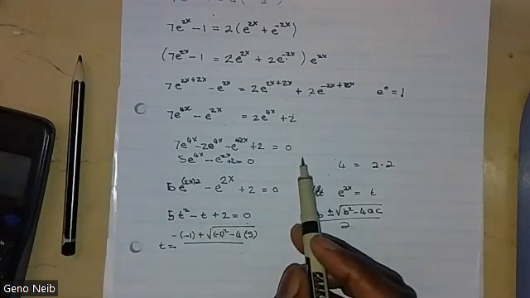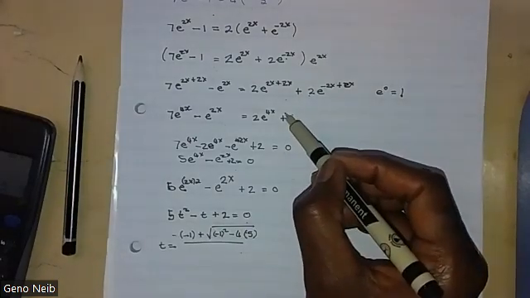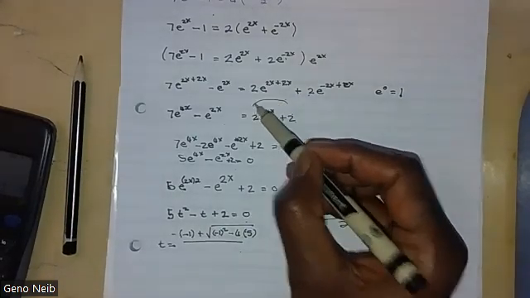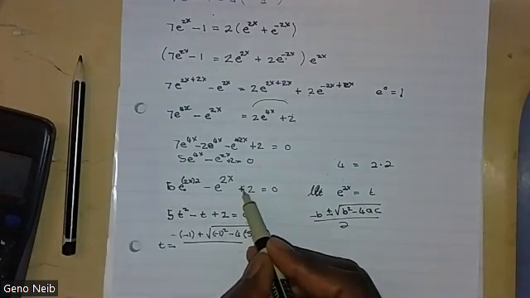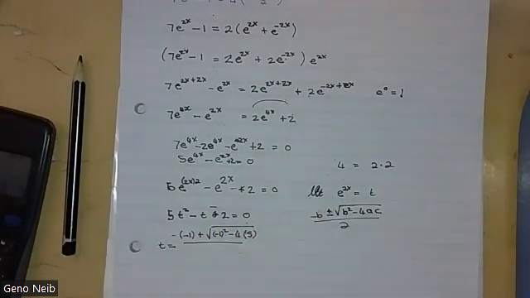Sorry, I made a big mistake. This 2, when it goes back to this side, is supposed to be negative. So this is supposed to be negative, and this 2 is supposed to be negative. Sorry, I made a big mistake right there. Okay, and it will be negative 2.